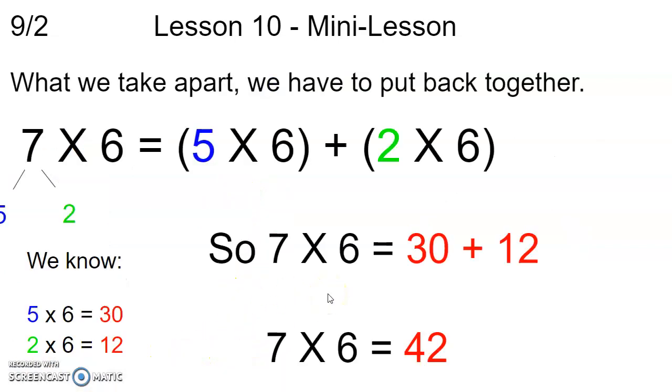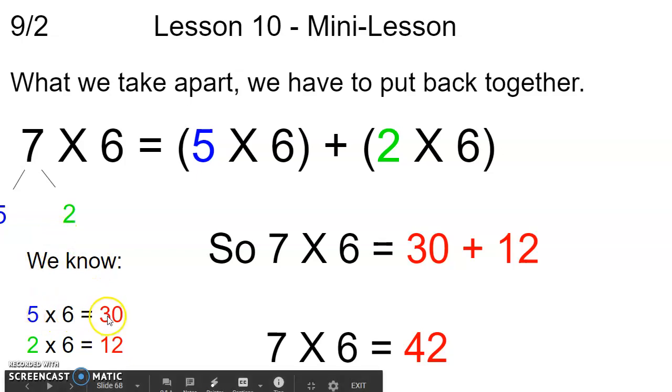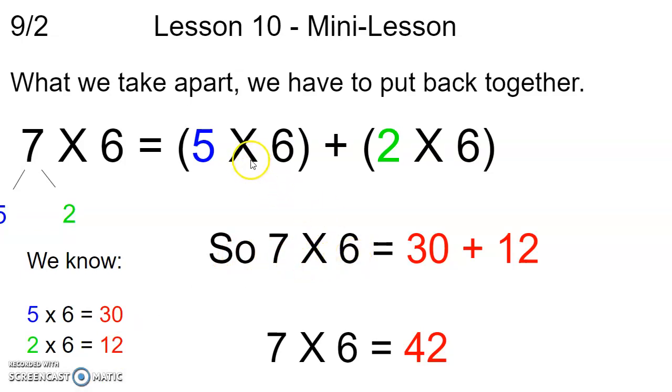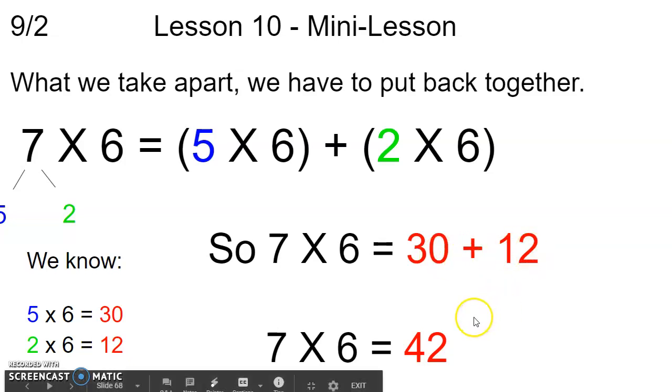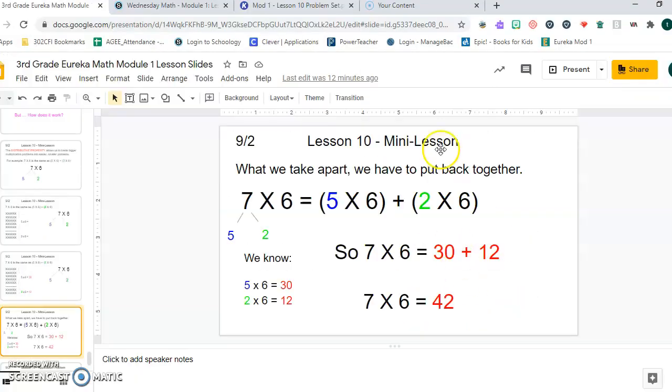Now it's time to put them back together. So what we take apart, we have to put back together. So we know that 5 times 6 is 30 and 2 times 6 is 12. So when we look at 7 times 6, taking it apart using the distributive property, we've got the product to 5 times 6 here, 30, and the product to 2 times 6 here, 12, and we're putting it back together. 30 and 12: up 10 from 30 is 40, and then up 2 more is 42. All right, that was my illustration of the distributive property.